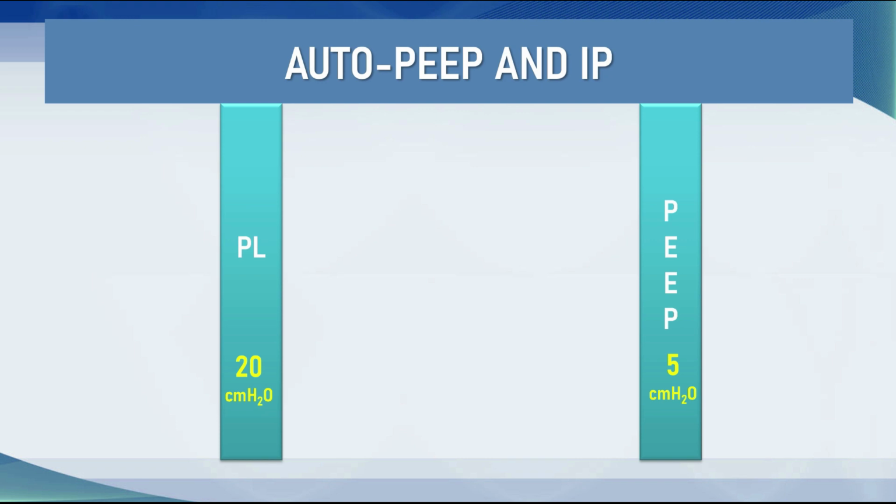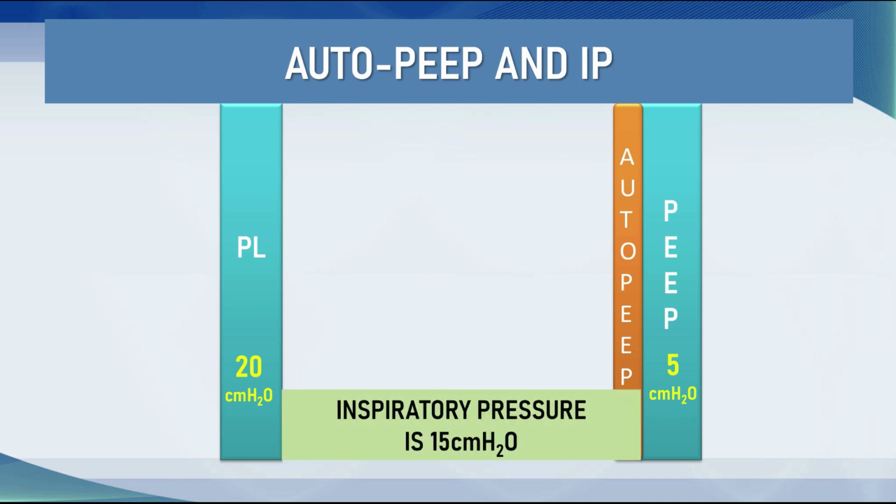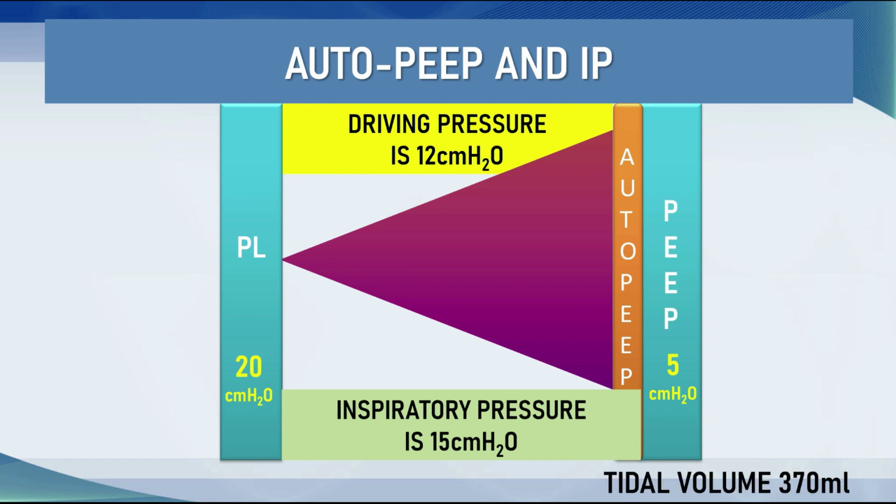Now let's add in some auto-PEEP. I've added 3 centimeters of water of auto-PEEP to be exact. Now we have a total PEEP of 8 centimeters of water. The inspiratory pressure is still 15 centimeters of water because the ventilator does not account for auto-PEEP. When the ventilator cycles, the ramp is less steep and the driving pressure is 12 centimeters of water, resulting in a tidal volume that is lower than you would expect, 370 mils.